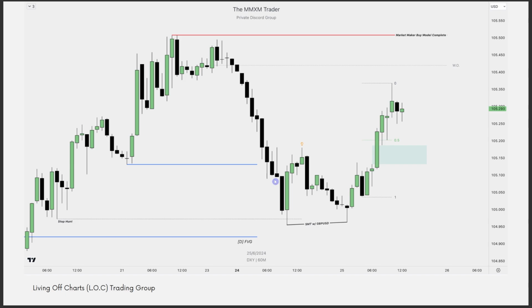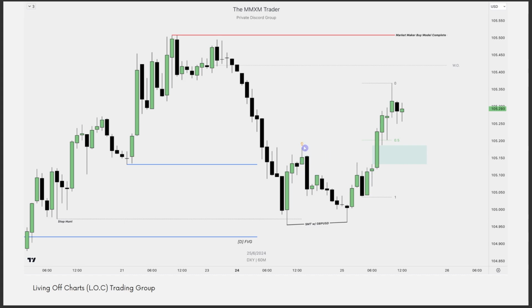So let's go to the DXY 1 hour chart, right? We've got these sell stops resting down here, and sell stops resting down here. These are the blue lines. Over here is the daily fair value gap, right? From that higher time frame key level we outlined. We can see the stop hunt, SMT on the low, and now we break structure upwards towards here.